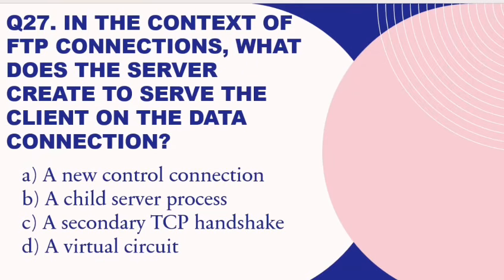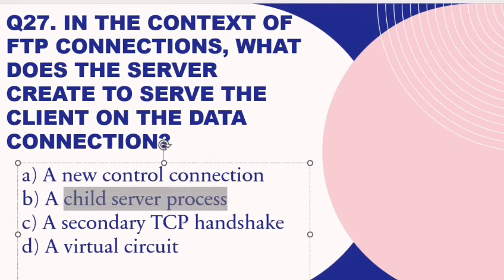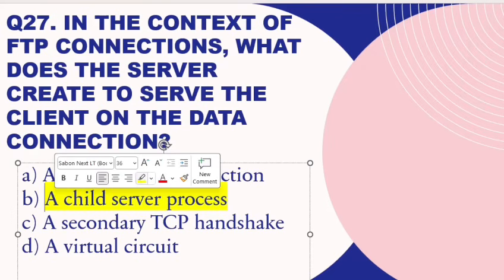Moving on to the next question. In the context of FTP connections, what does the server create to serve the client on the data connection? Option A, a new control connection. Option B, a child server process. Option C, a secondary TCP handshake. Option D, a virtual circuit. So the correct answer for this question is option B, a child server process.